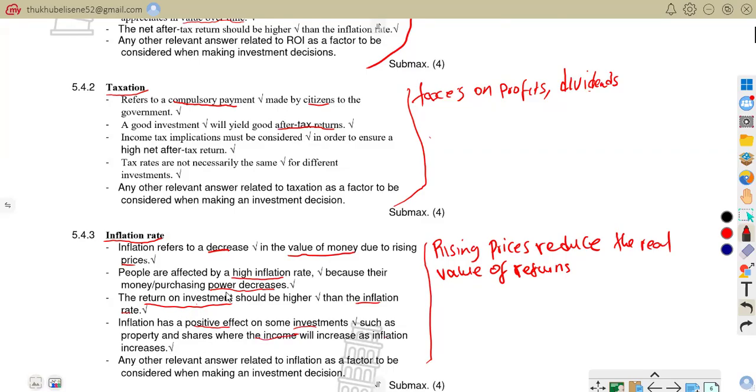So those are the important points that you are expected to raise under this factor, inflation rate.